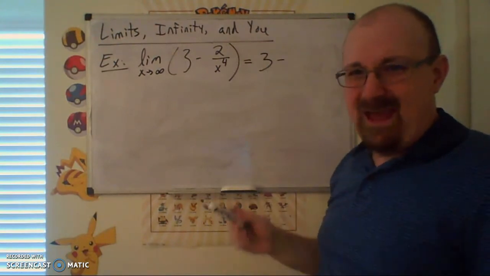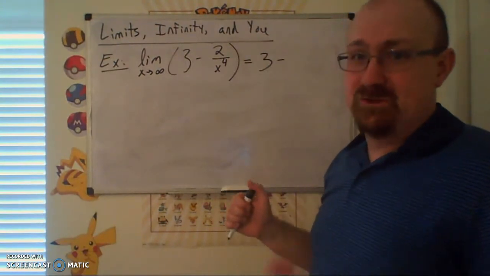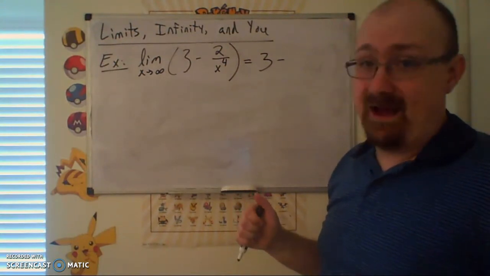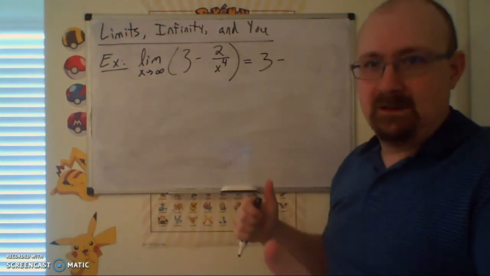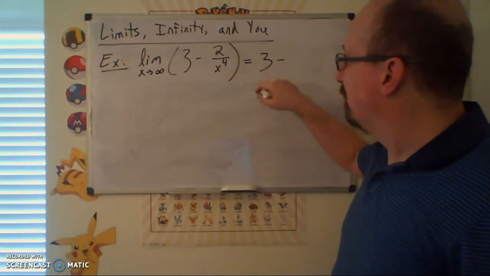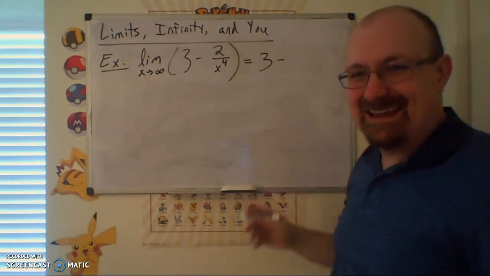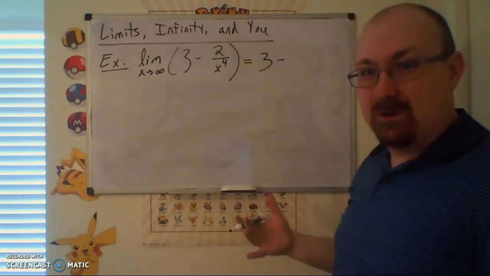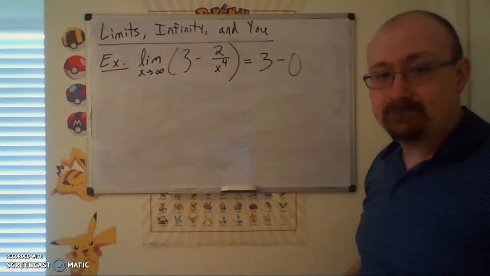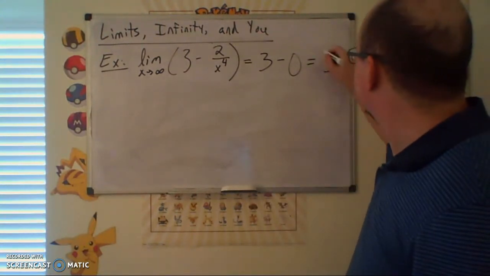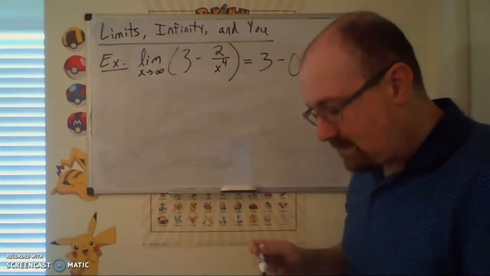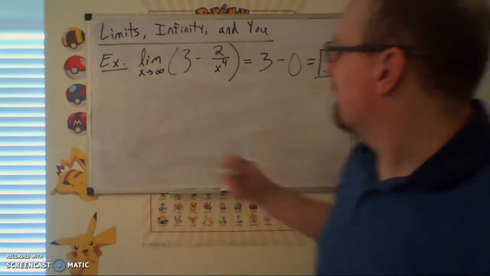Up top, we have 2. 2 divided by a billion is really, really small. 2 divided by a quadrillion is even smaller. You get the idea. The further out we push x, the smaller this piece gets. So in terms of a limit, it's shrinking down to 0. So our overall limit in this instance ends up being 3.